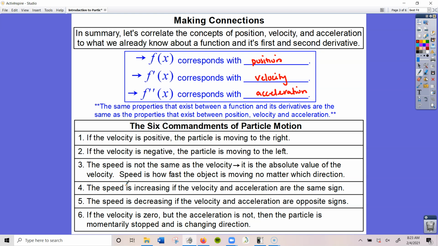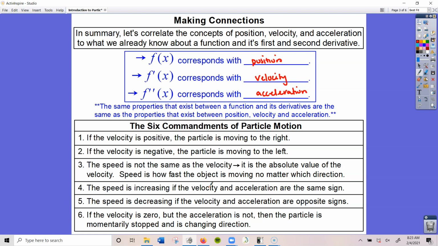Now the speed would be increasing if the velocity and acceleration have the same signs. And the speed would be decreasing if the velocity and acceleration have opposite signs. Because if the velocity, let's say, is positive, that means the particle is moving to the right. And if the acceleration is also positive, that means that it is speeding up to the right. However, if the velocity is positive, so it's moving to the right, but the acceleration is negative, that means that it's slowing down and it's going to eventually start moving to the left.